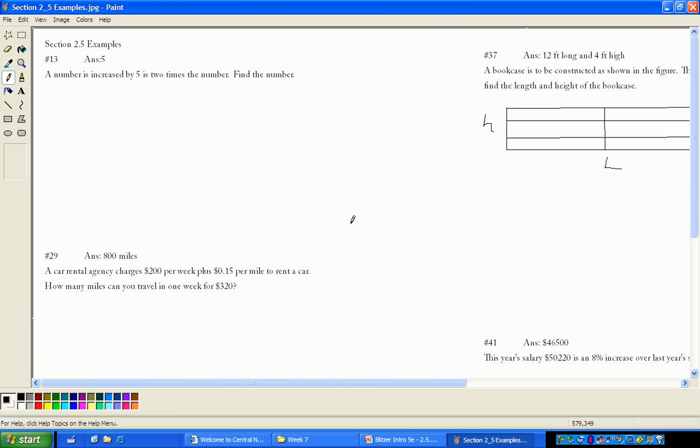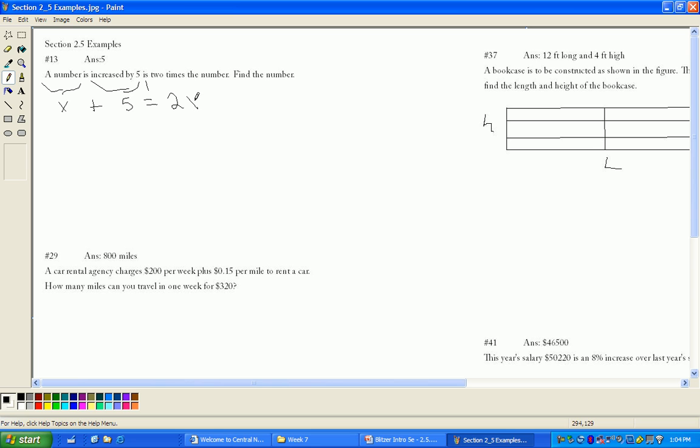Okay, the first one we'll do is number 13. A number is increased by 5. It's 2 times the number. Find the number. So anytime we see a number, we want to label that as our variable x. A number is increased by 5. That means x plus 5. Again, take baby steps. Break it into smaller things, and it's a lot easier to work with. The word "is" means equals: 2 times the number, 2 times x.